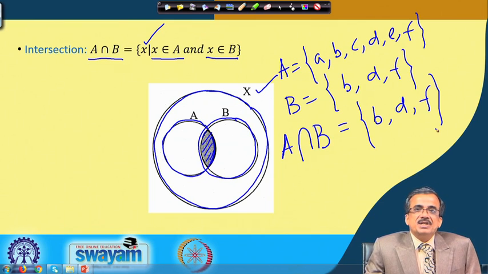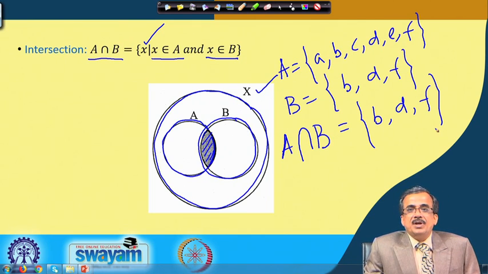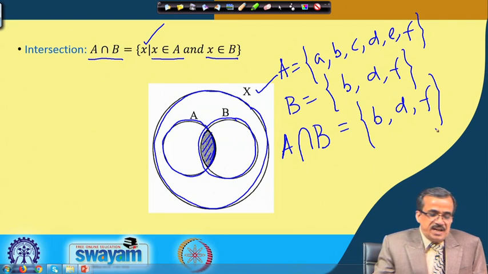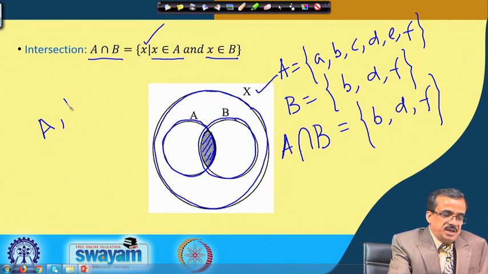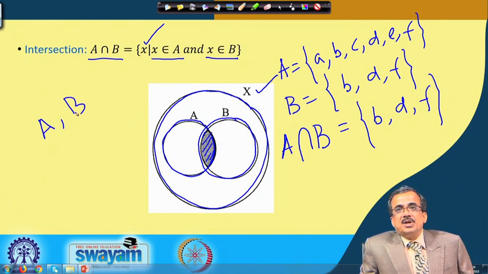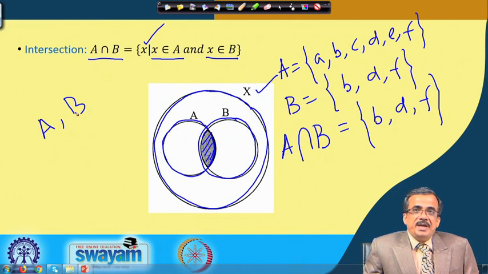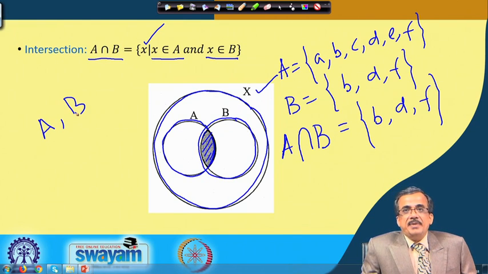And here let me mention, supposing that I have two sets, set A and set B, and supposing that the two sets are disjoint. By disjoint we mean there is no common element between these two classical or crisp sets.